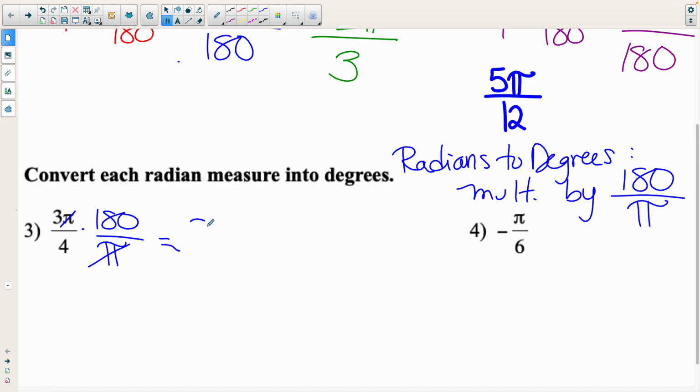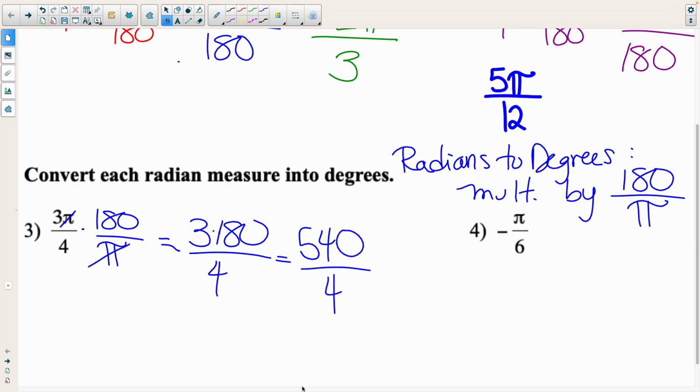Okay. So now I can just do 3 times 180 divided by 4. Just 540 divided by 4. And feel free to use your calculator for that calculation. You should get 135.